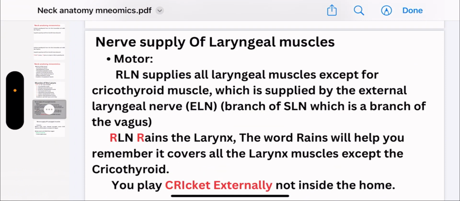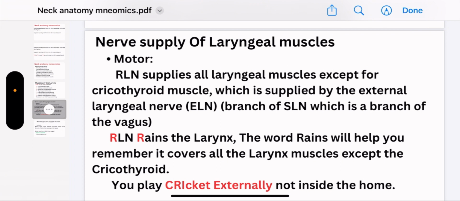Recurrent laryngeal nerve supplies all laryngeal muscles except for the cricothyroid muscle, which is supplied by the external laryngeal nerve, a branch of the superior laryngeal nerve, which is a branch of the vagus.